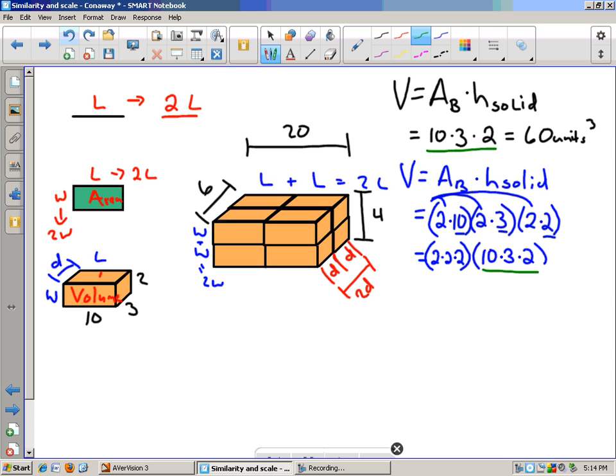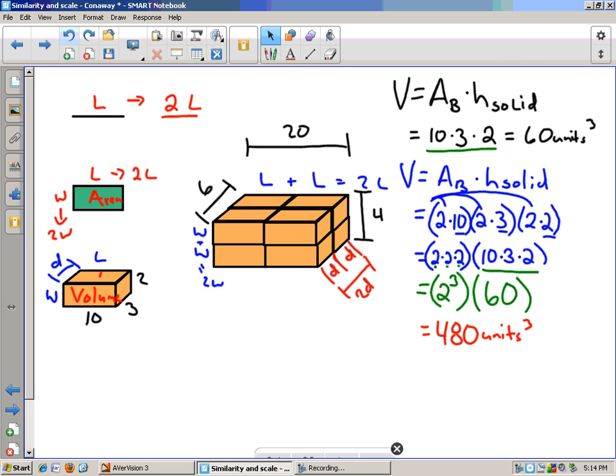That gave us 60. So what I'm really seeing is this 2 times 2 times 2, or 2 cubed, times the original 60. Which ends up being 8 times 60, which is 480 units cubed. So we look at this and we say, look, we doubled the size of the shape, but what happened to the volume? The volume went from 60 up to 480.